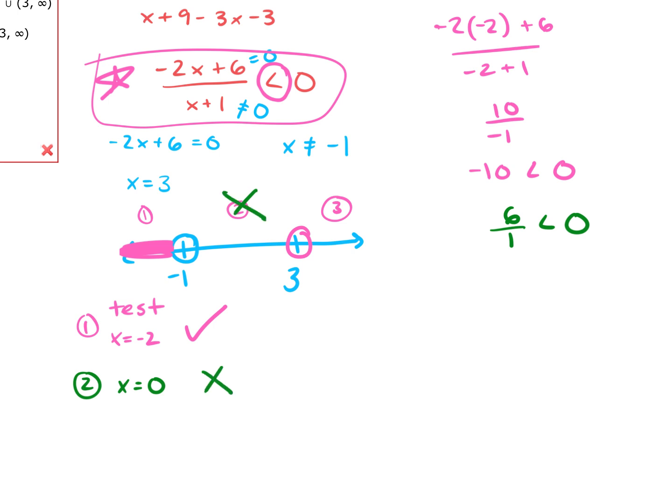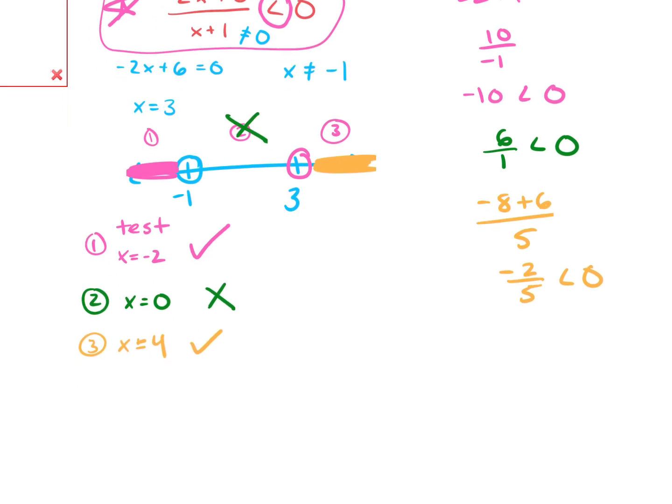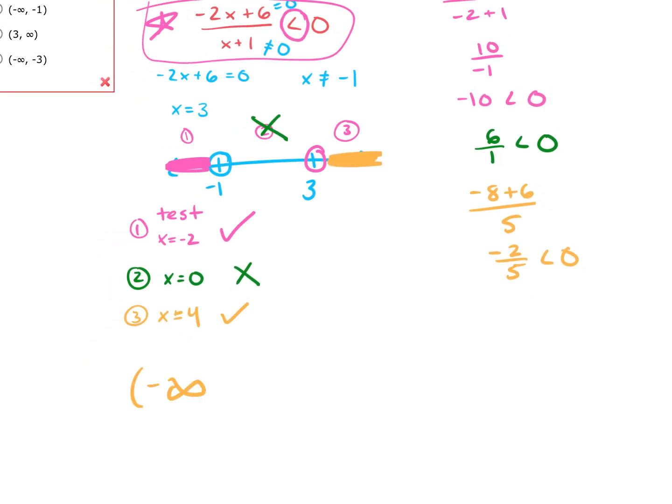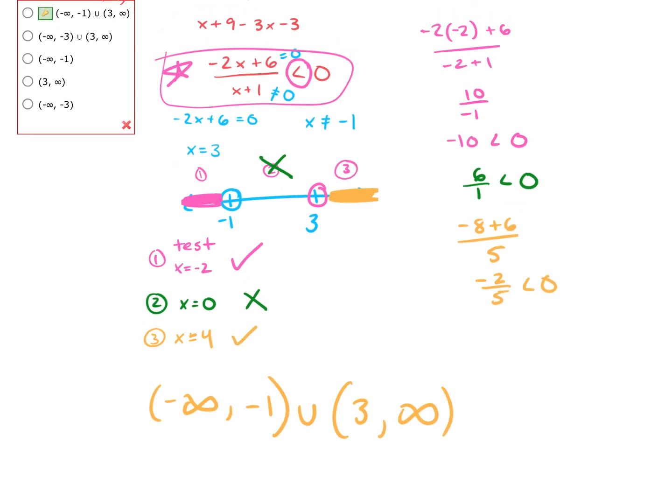Let's test the third. What's a number greater than 3? 4. So x is equal to 4. When we plug in 4, we get -8 plus 6 over 5. So this would be -2 over 5. Is that less than 0? Yep, a negative number would be less than 0. So that works. So our answer would be from -infinity to -1 with a parentheses because it's an open circle, and then a union, and then from 3 to infinity, and 3 is an open circle also. So that would get a parentheses.